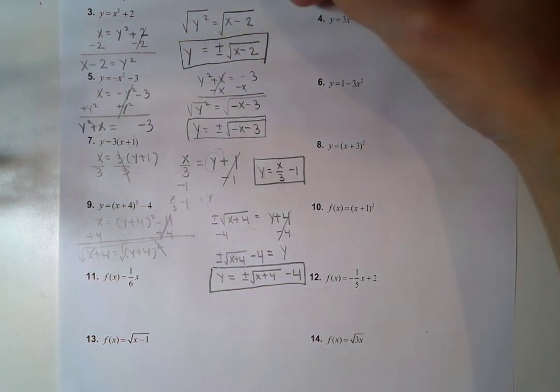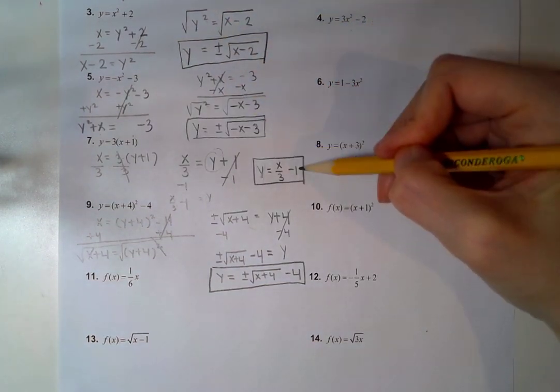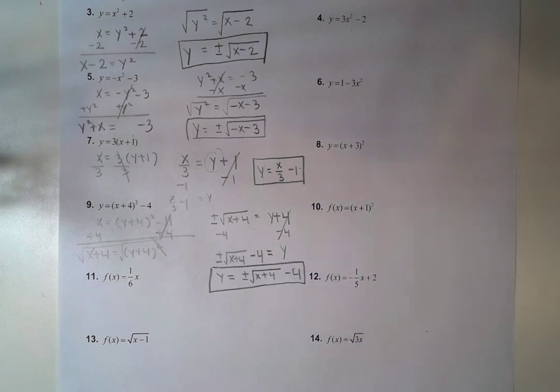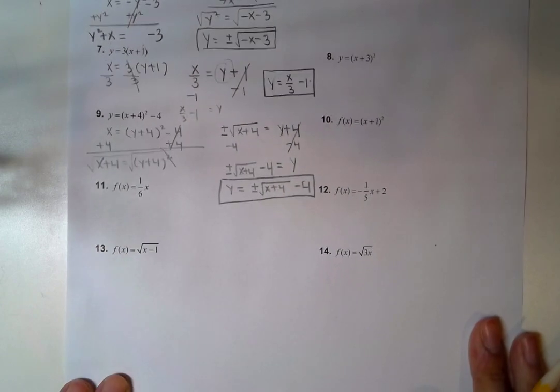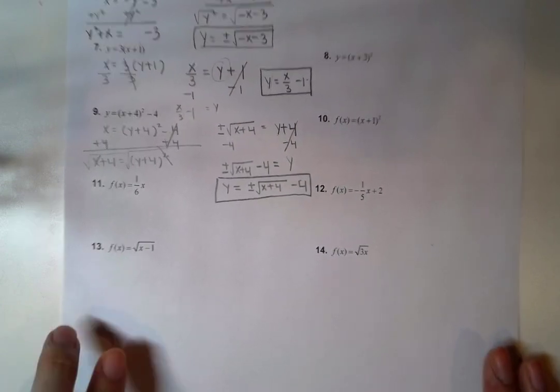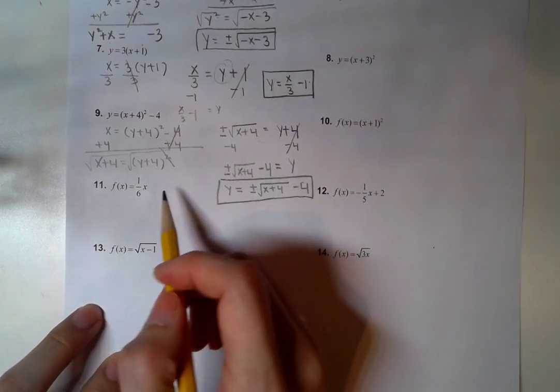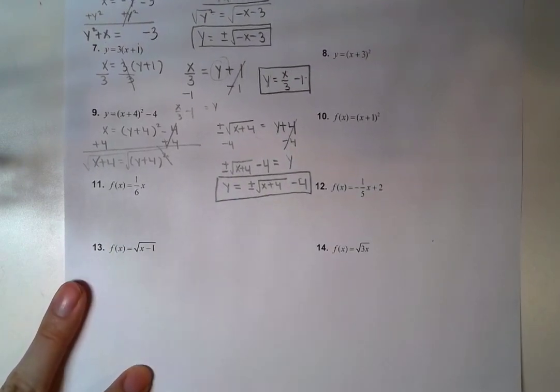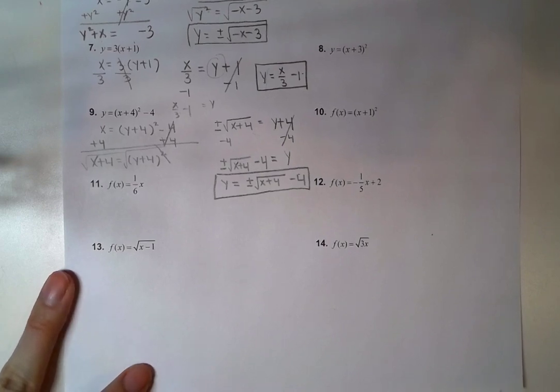So that's for number 1, 3, 5, 7, 9. Okay, 11. Number 11. Oh, this is something different. You realize that?